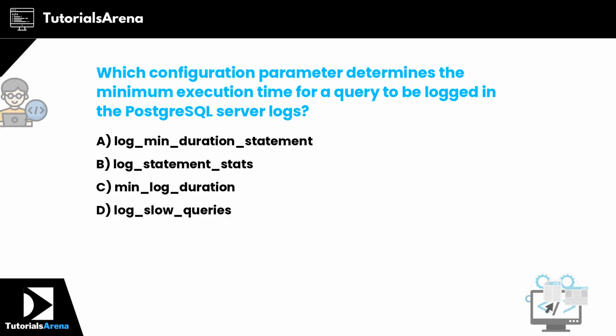Which configuration parameter determines the minimum execution time for a query to be logged in the PostgreSQL server logs? The correct answer is option A. log_min_duration_statement.